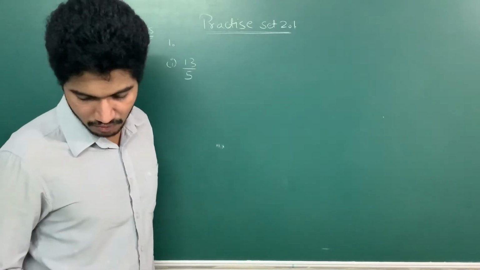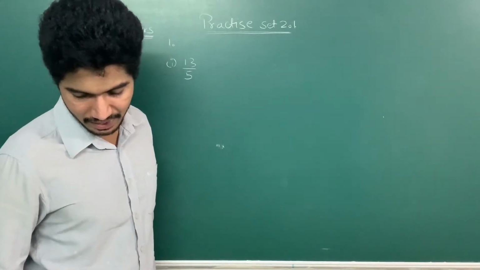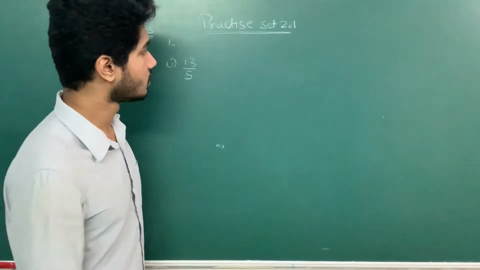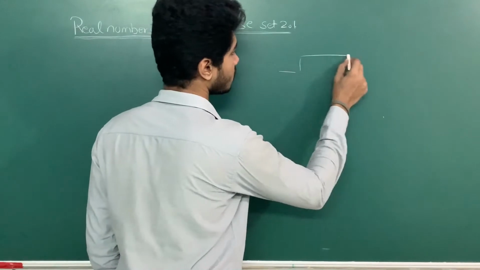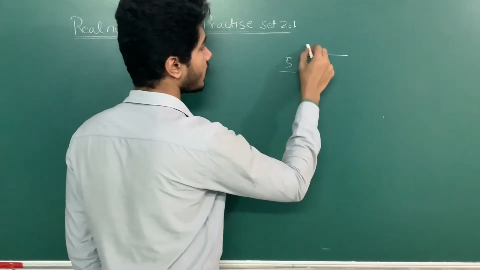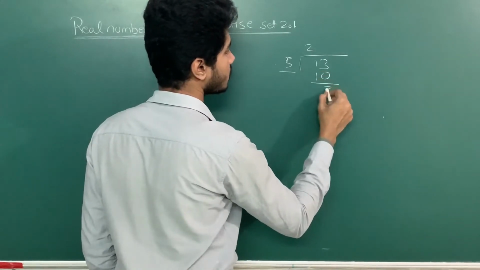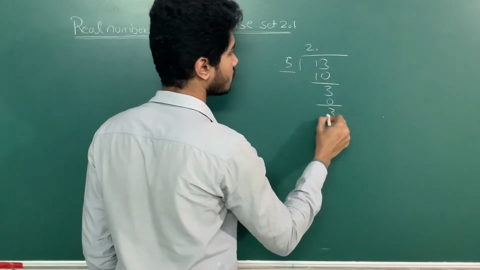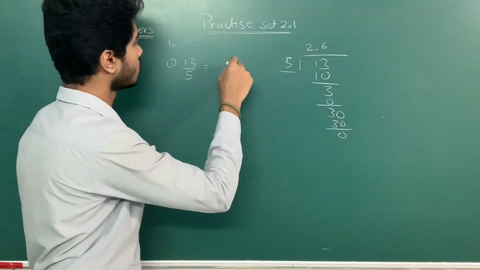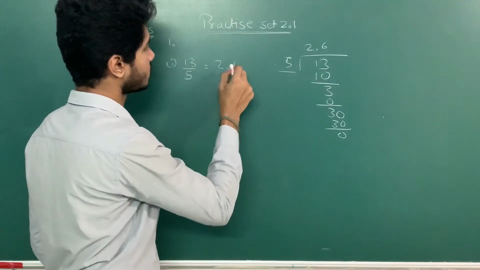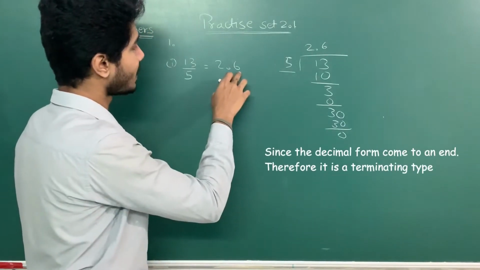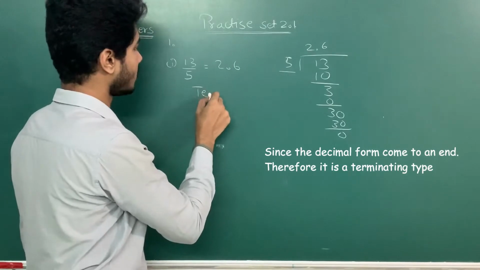Classify the decimal form of the given rational numbers into terminating and non-terminating recurring type. First question, 13 upon 5. So you can use the division method over here. 5 2s are 10, you get 3, you take a decimal, you get 3. So 13 by 5 can be written as 2.6 in the decimal form. Since the decimal form comes to an end, we can write this as terminating type.